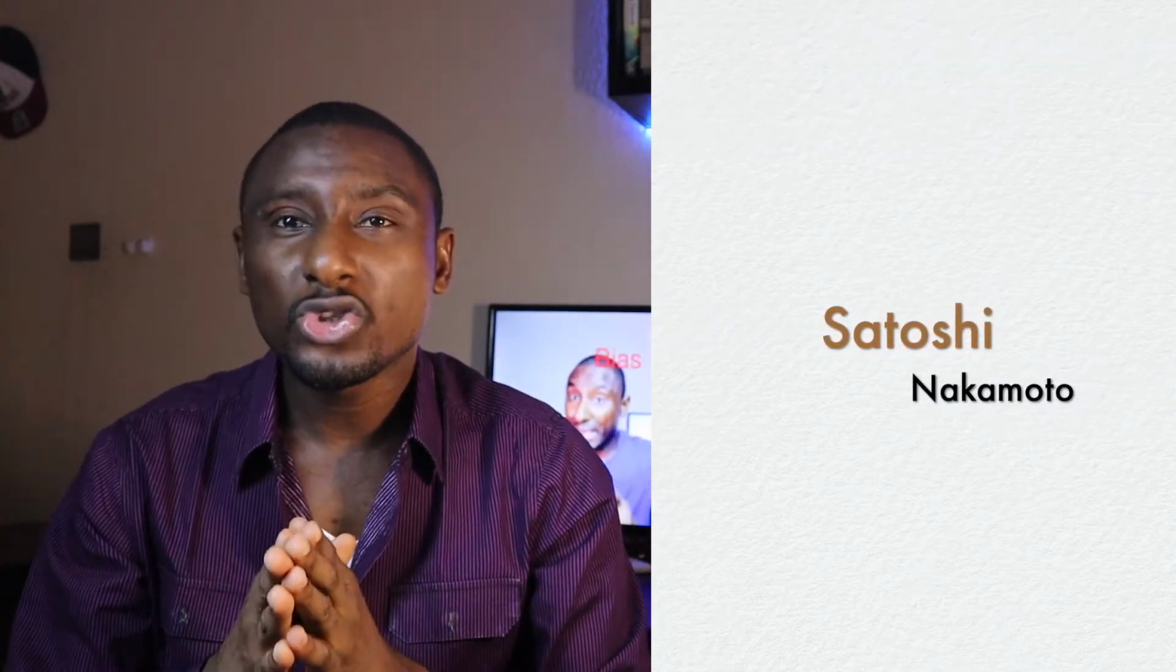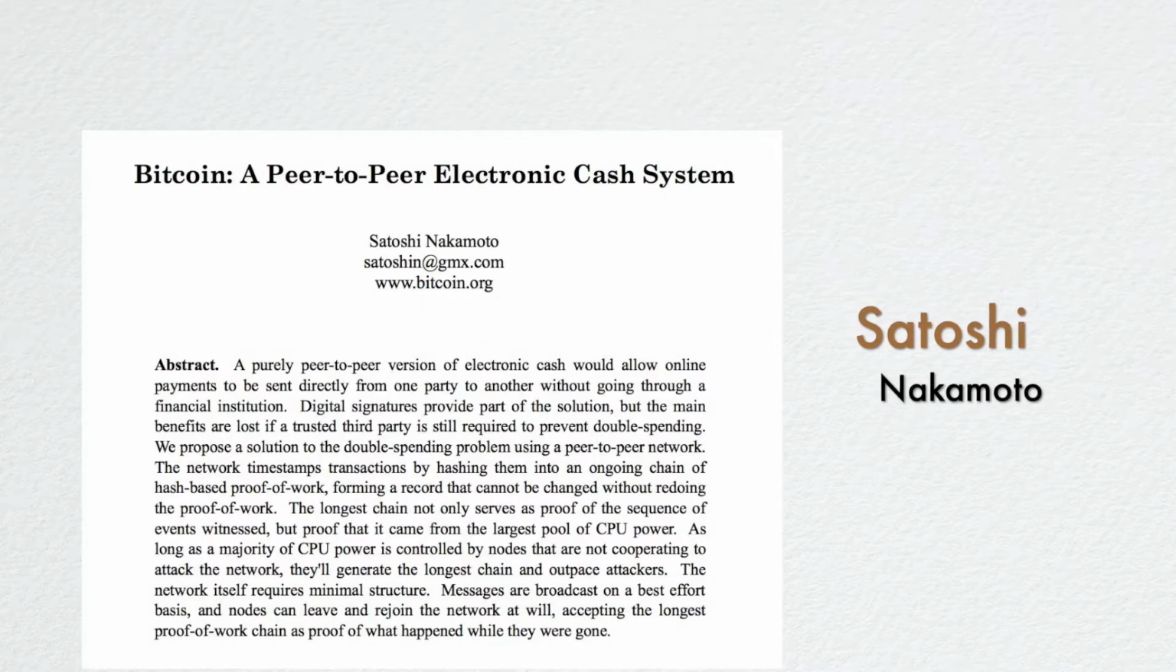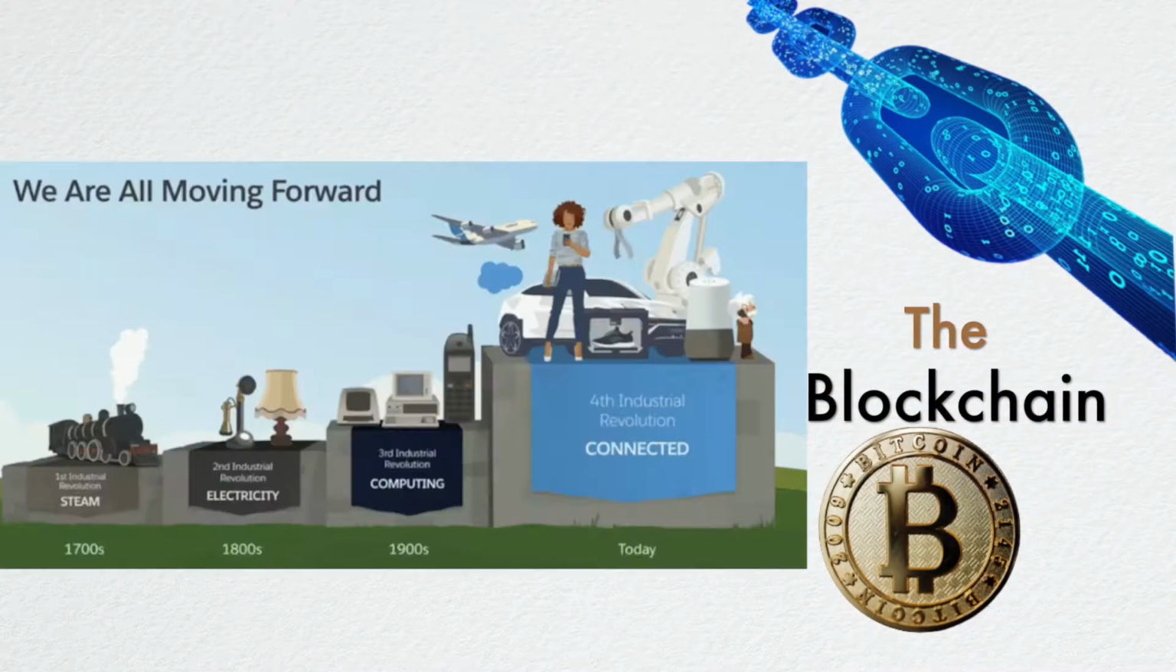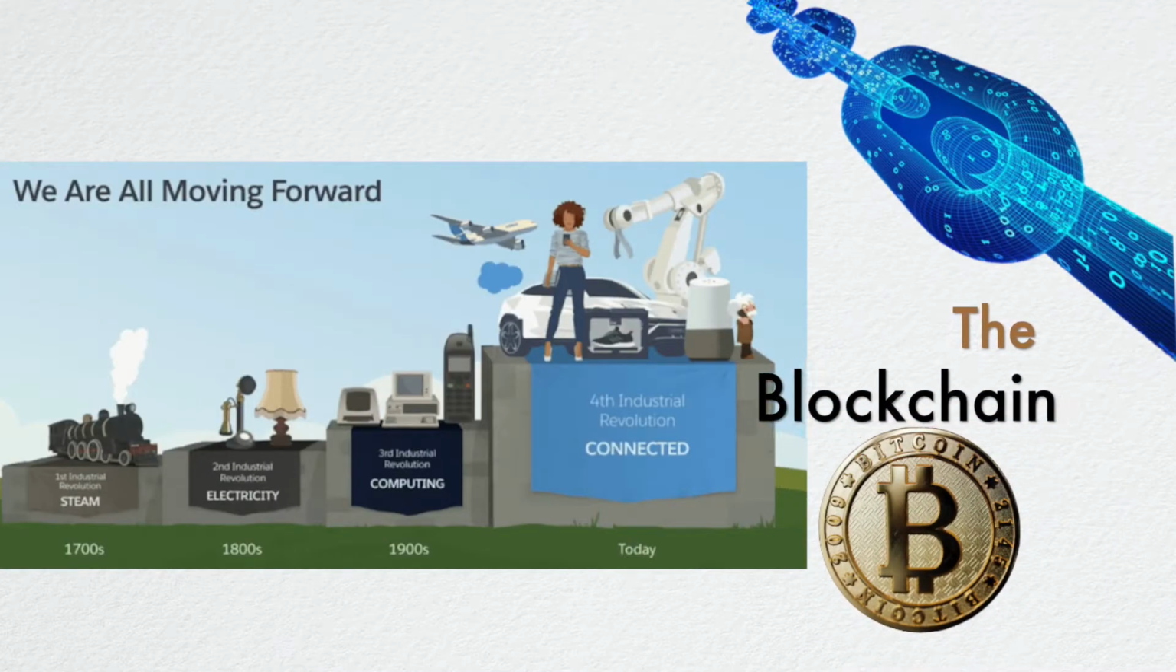Until 2008, after the global financial crisis, when a mysterious genius or victim of geniuses, we don't know, named Satoshi Nakamoto dropped a white paper that introduced the blockchain and the first cryptocurrency, Bitcoin, just as we saw in the 1930s after the Great Depression with the paper money shifts. The introduction of blockchain and Bitcoin coincided with the fourth industrial revolution, the digital age.